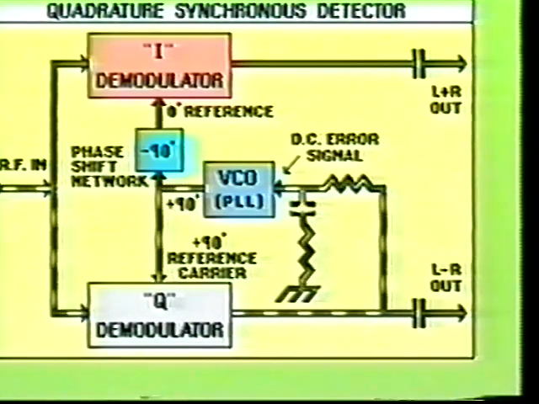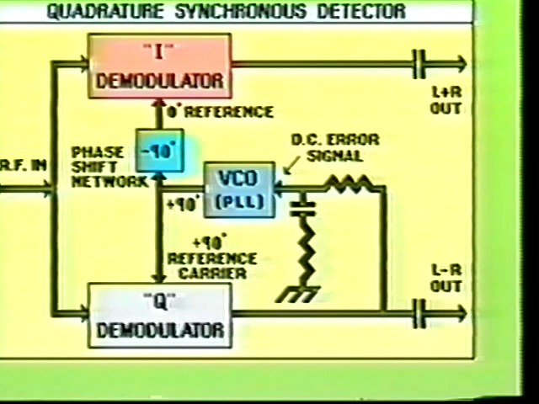This 90-degree phase-shifted signal is fed into the Q demodulator and into the minus 90-degree phase shift network. The output from the phase shift network then becomes the in-phase reference signal for the I demodulator stage. When the quadrature synchronous detector circuit is provided with both the input signal and the reference signal, it will produce an output which is derived from the difference of the two signals.